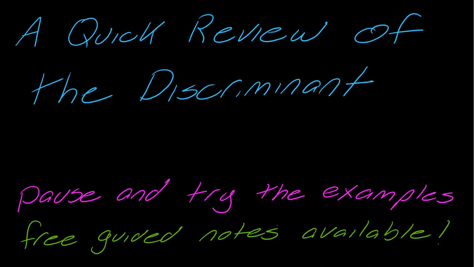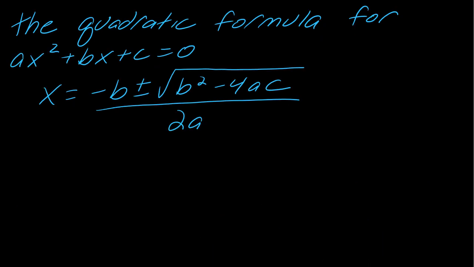So I want to really quickly review what the discriminant is, because literally everybody forgets it. You probably remember, hopefully, the quadratic formula. You've got your ax squared plus bx plus c, the general form of a quadratic equation. You identify your a, b, and c to solve for x, and you can use the quadratic formula: negative b plus or minus the square root of b squared minus 4ac, divided by 2a.